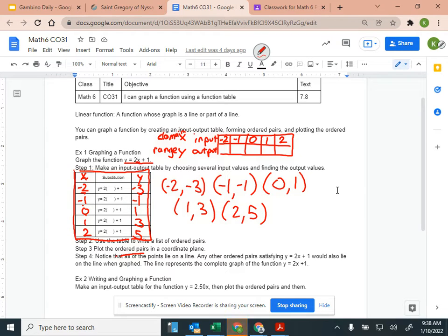The next step is to plot them. So we wrote out our list of ordered pairs. Now we need to plot the ordered pairs on a coordinate plane. When I say coordinate plane, what does that mean? What is a coordinate plane, Tristan? It's pretty much just like a coordinate graph. It's the graph. You need to graph it on the graph.